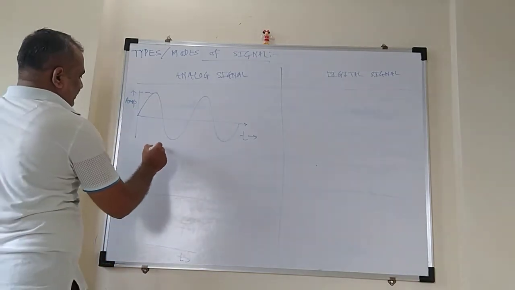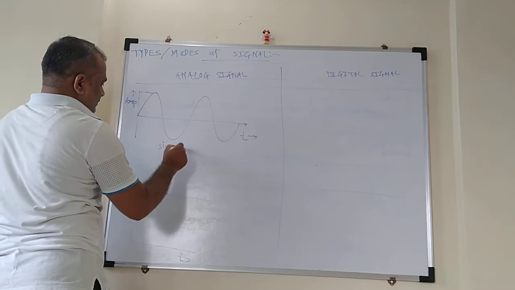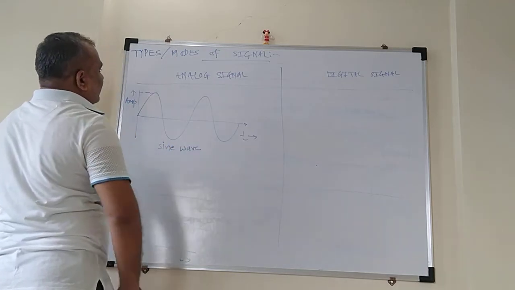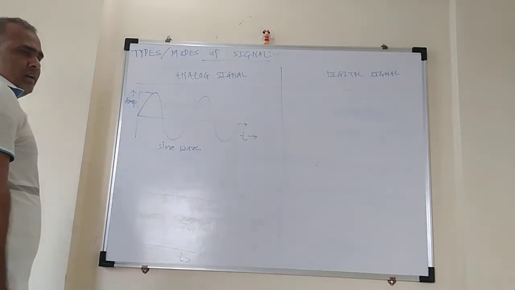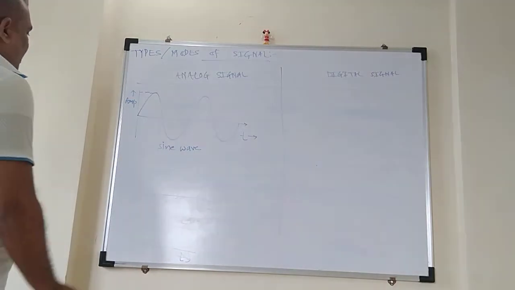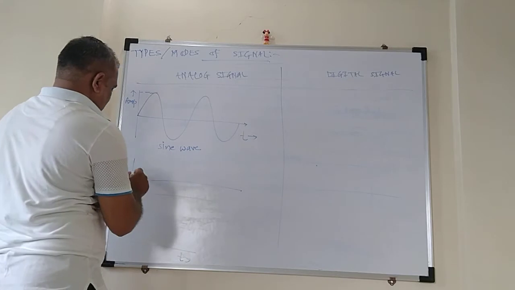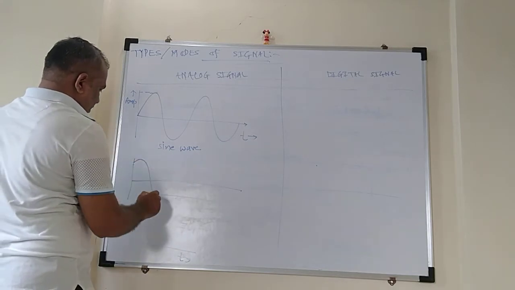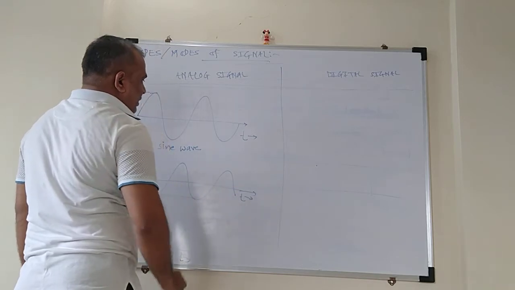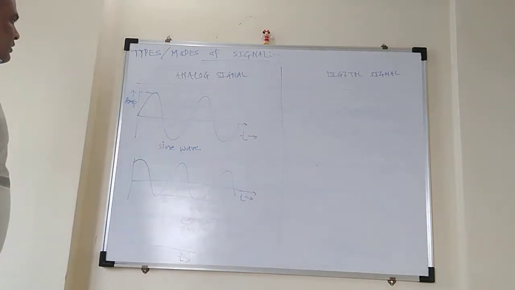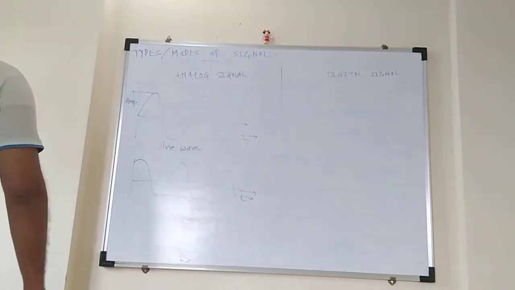So the sine wave is an analog signal. Similarly, you can take another example of a cos wave. So this is a cos wave, and I can draw the cos wave in this way, and it varies with time. So this is one more example of an analog signal.